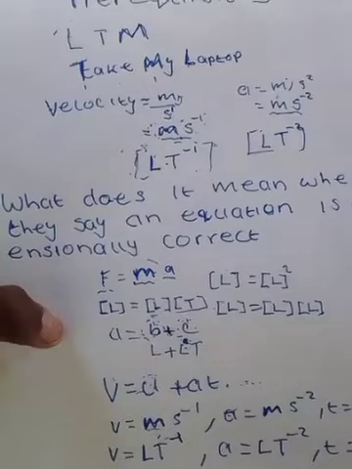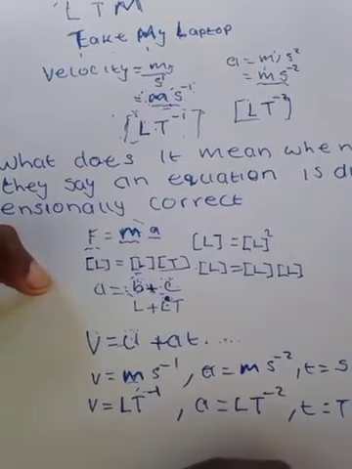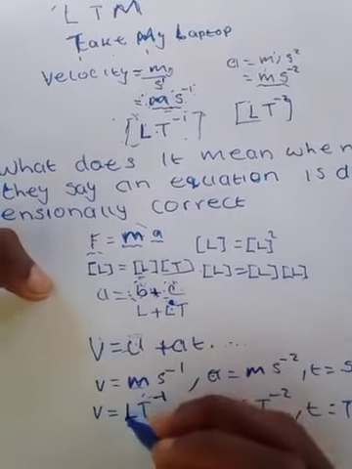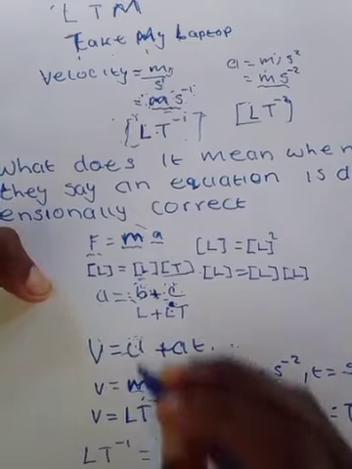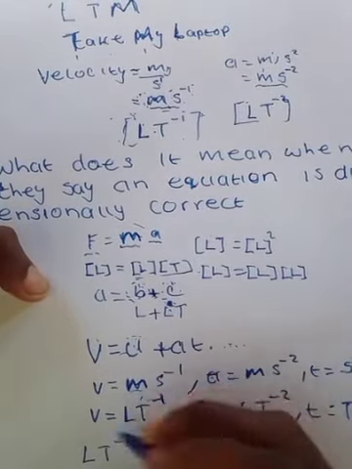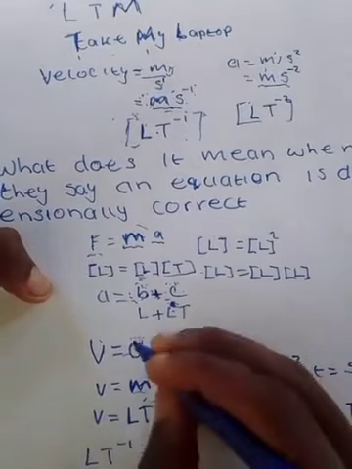So let's replace where there is v. I'll put L T to the power negative 1, like this. Even this I'll still put, because it's still the velocity. It's just that it is the initial velocity. So you're going to say L T to the power negative 1.